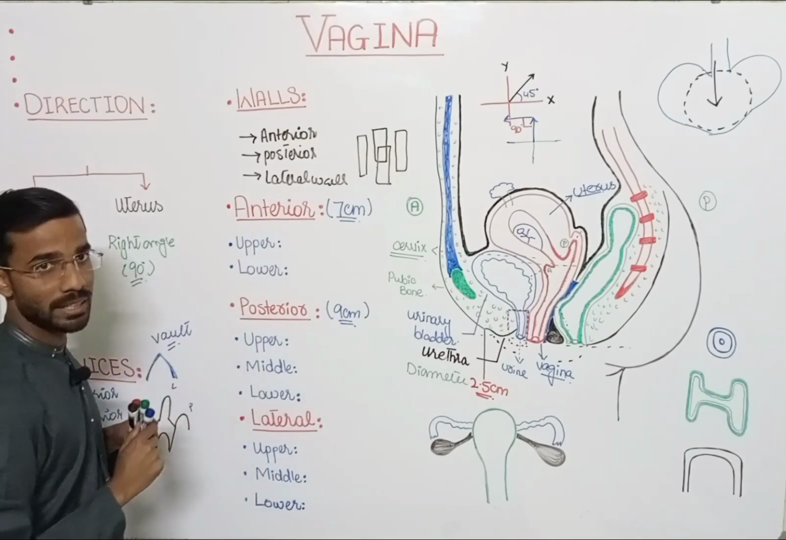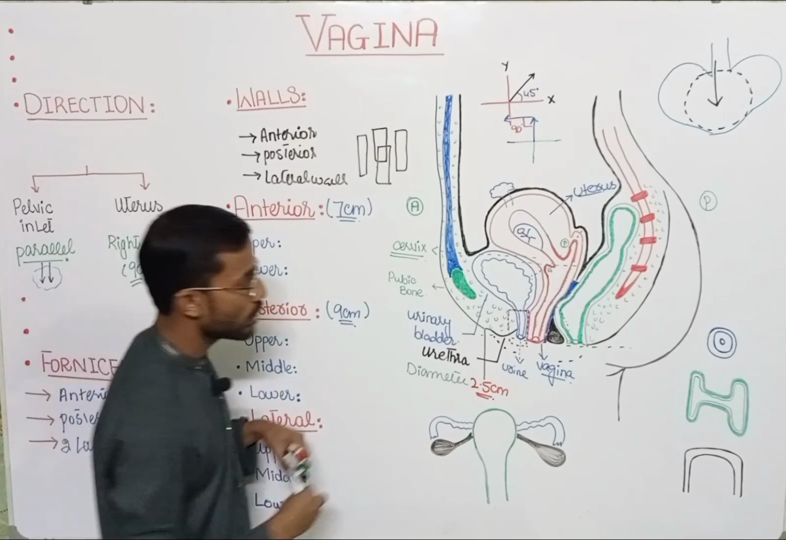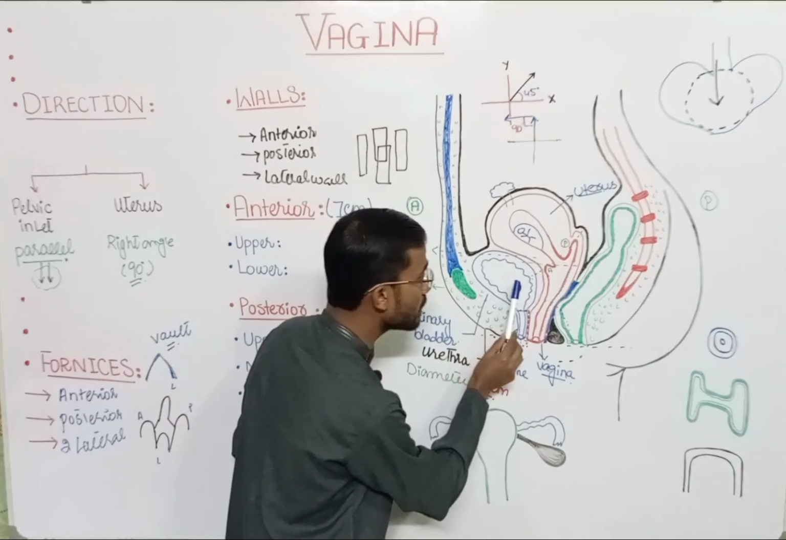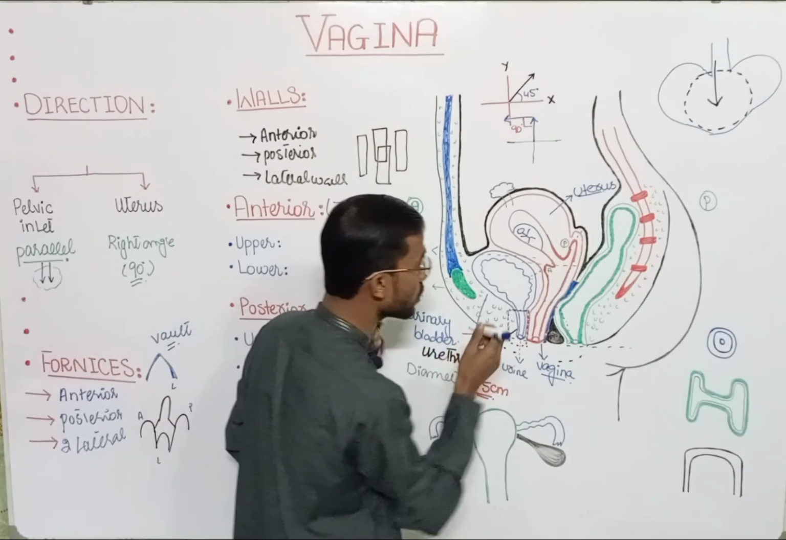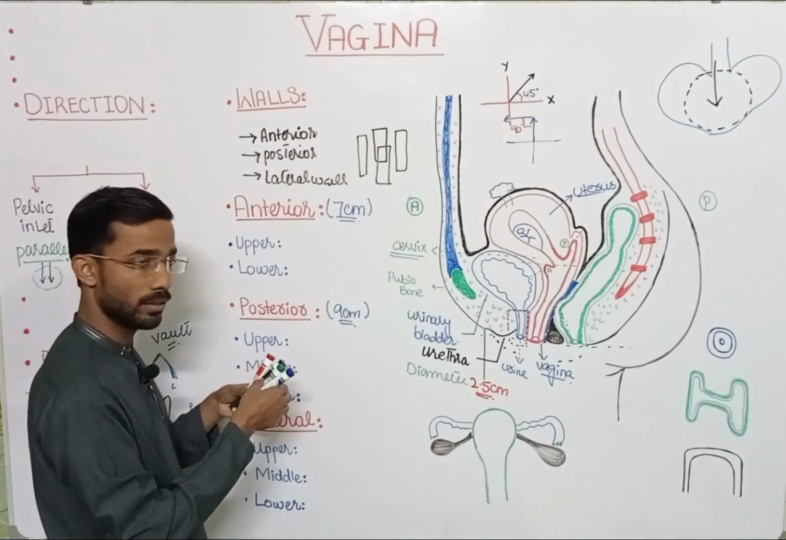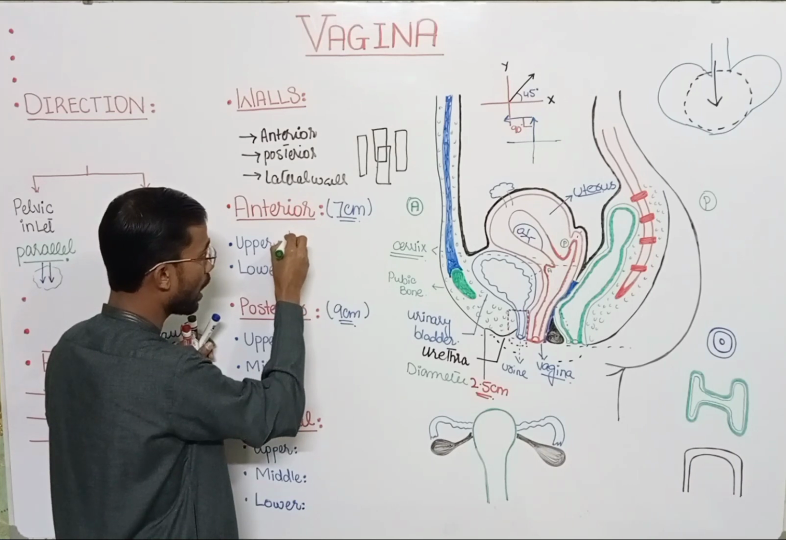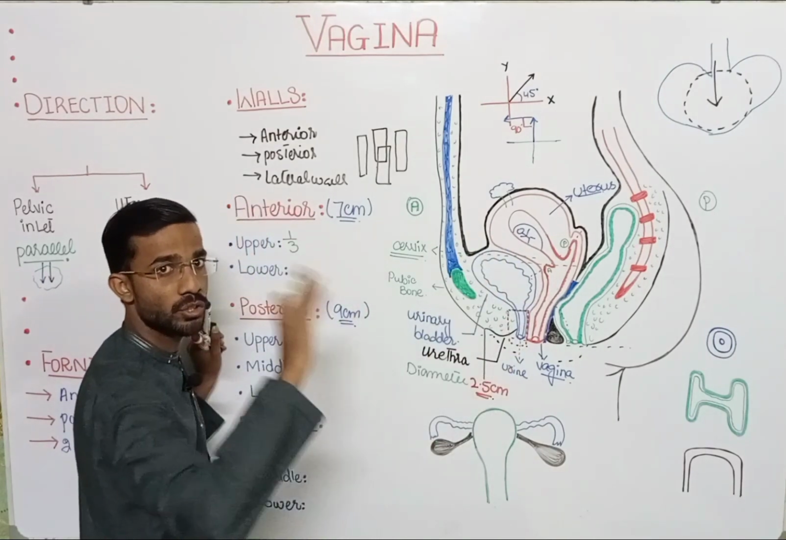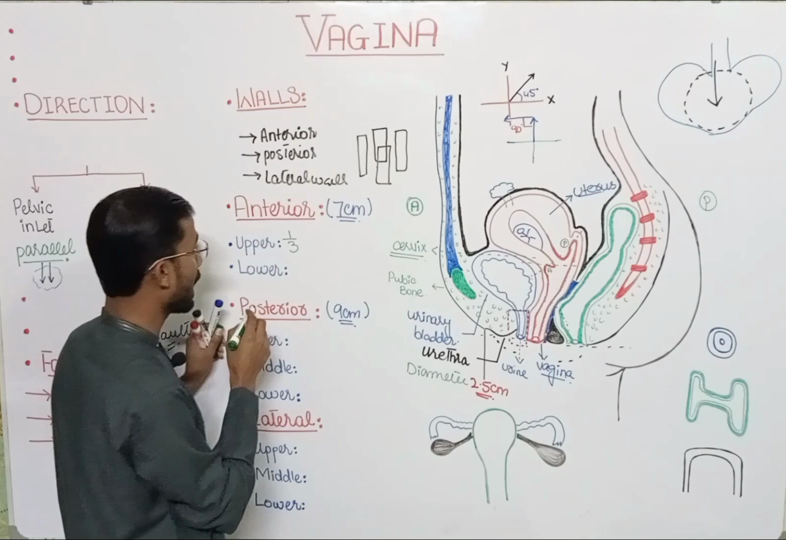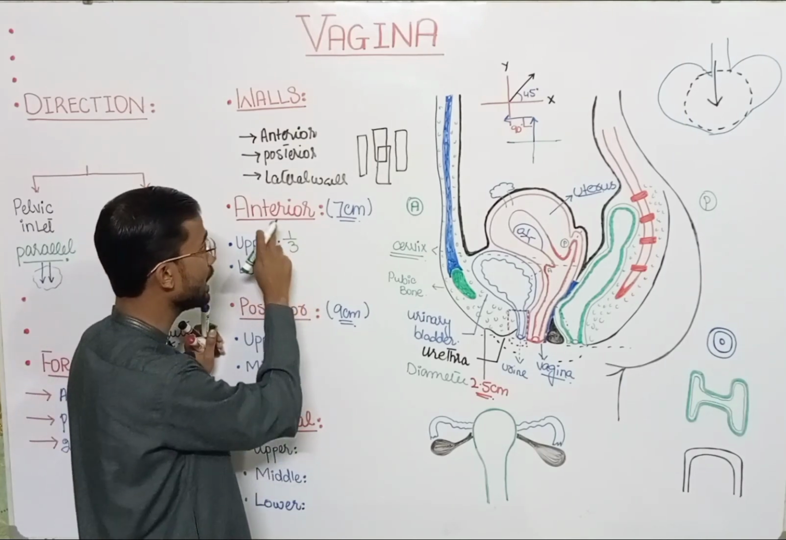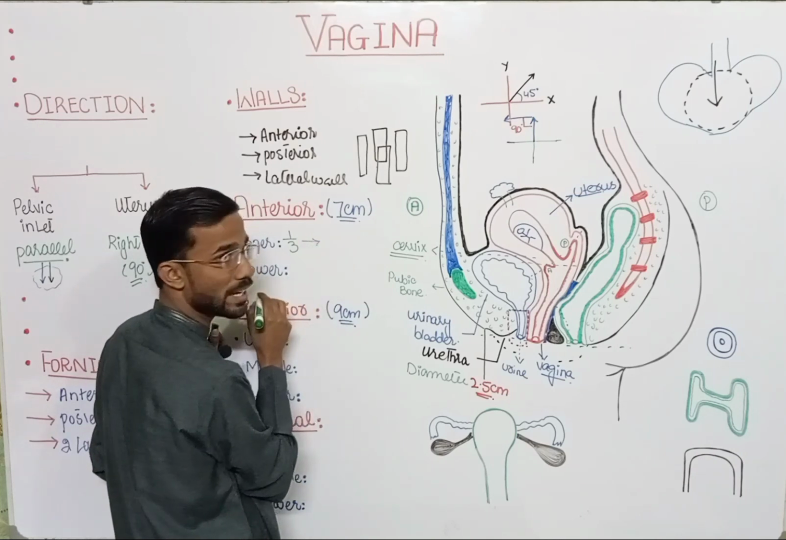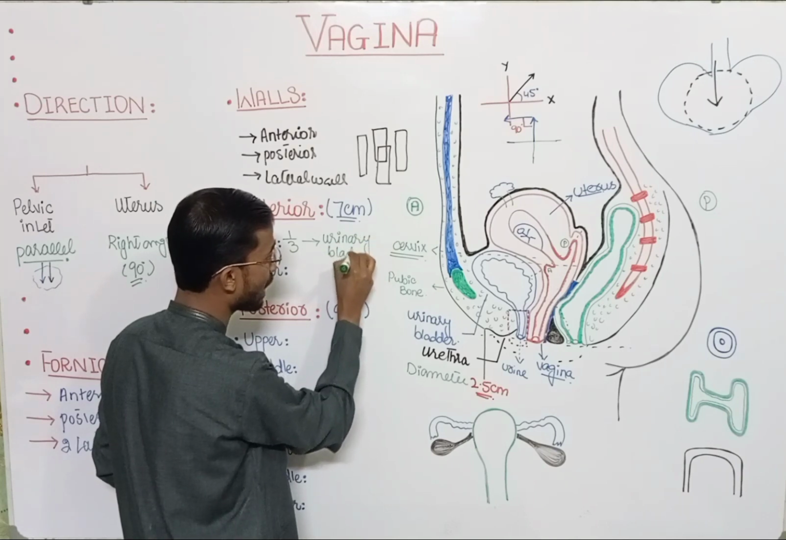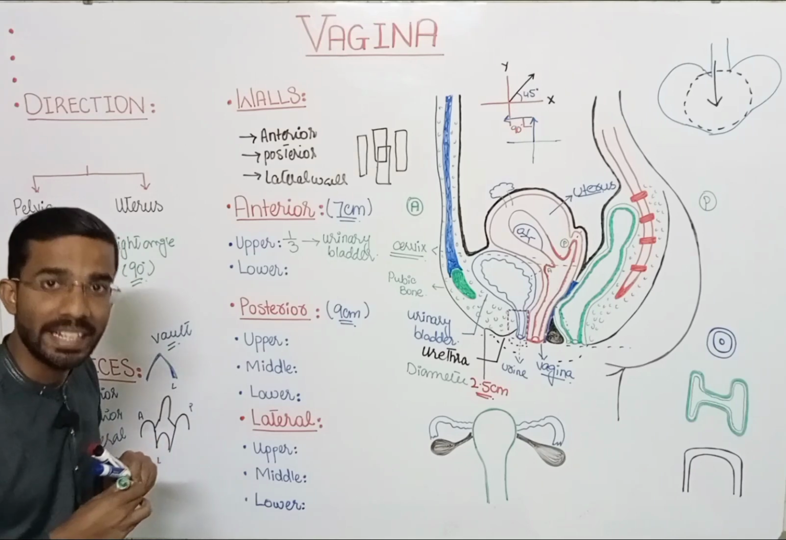If we talk about the anterior wall, what organs relate to it? This is the anterior wall, and the organ related to it is the urinary bladder. We divide the anterior wall into three regions. The upper one third of the anterior wall is correlated with the urinary bladder.